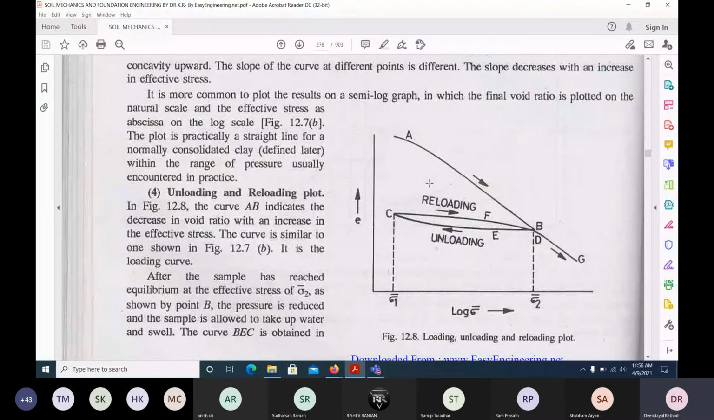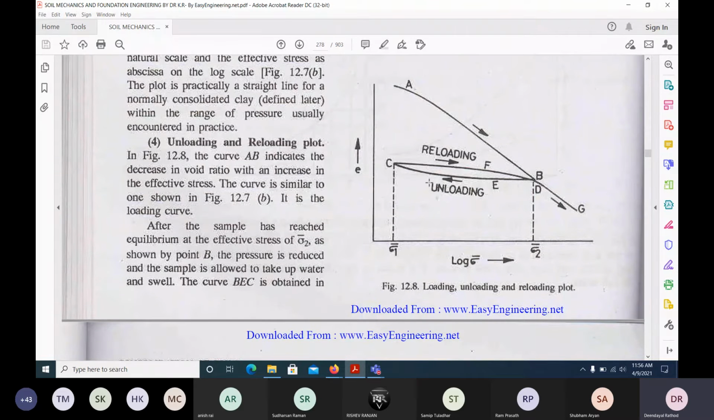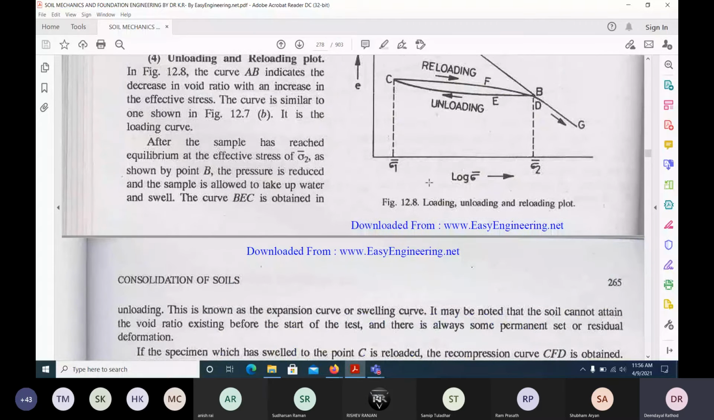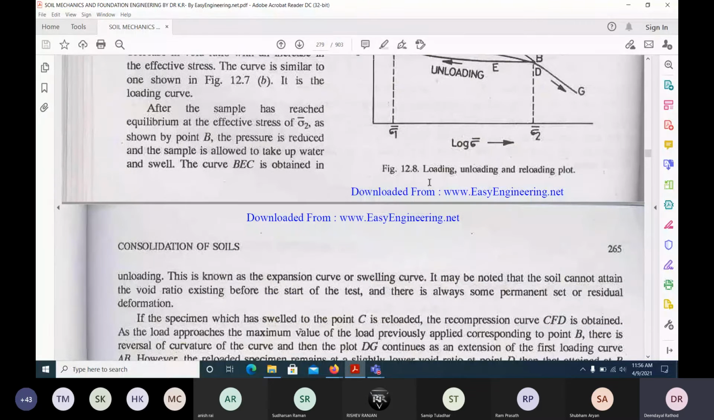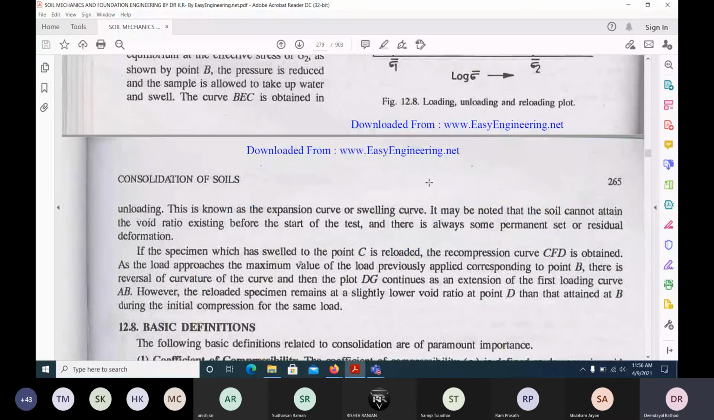After the sample has reached equilibrium at effective stress sigma 2, as shown by sample B, the pressure is reduced and the sample is allowed to take up water and swell. The curve BEC is obtained in unloading. This is known as the expansion curve or swelling curve. It may be noted that the soil cannot attain the void ratio existing before the start of the test, and there is always some permanent set or residual deformation, because soil is a plastic, not an elastic material.